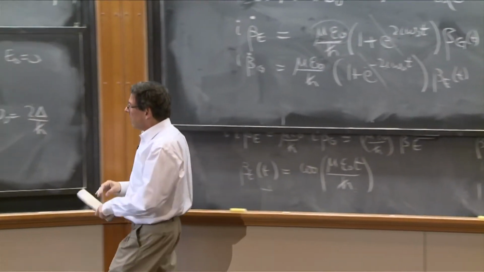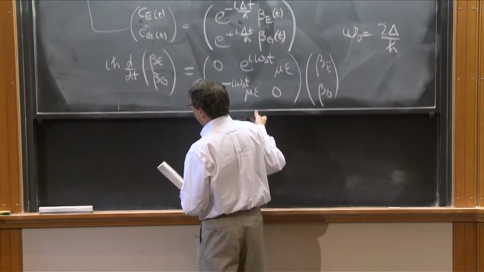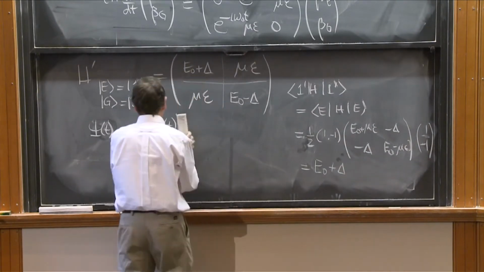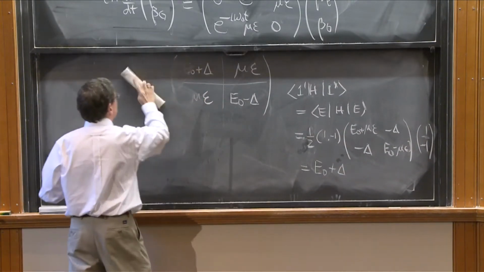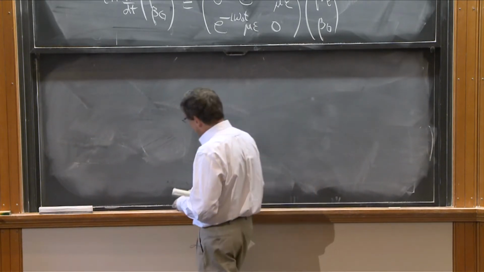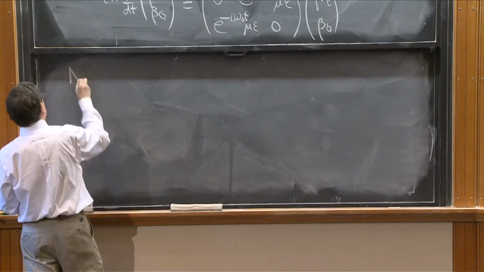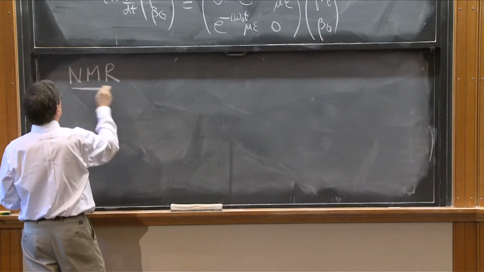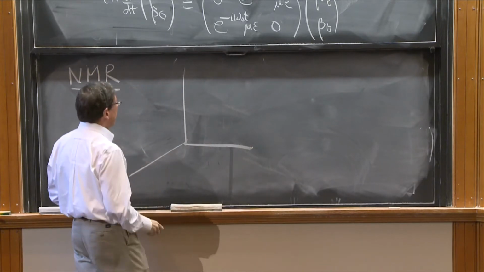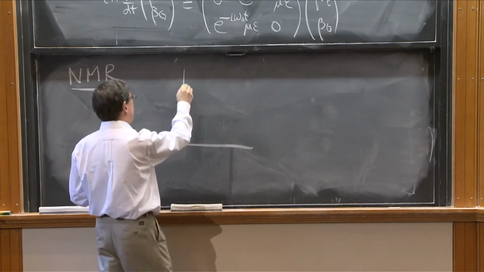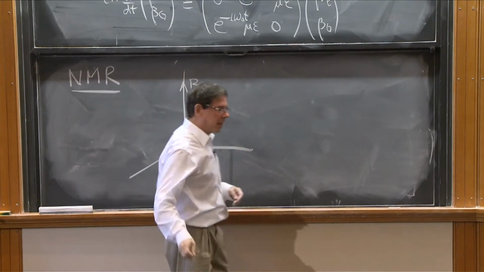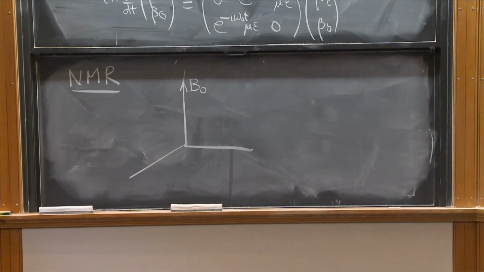Another time-dependent problem that we're going to discuss today and continue next time is the NMR problem, nuclear magnetic resonance. So this is a pretty interesting problem, nuclear magnetic resonance, and it all begins by having a magnetic field that has a big component here, B naught, I think. It's a good name for it.